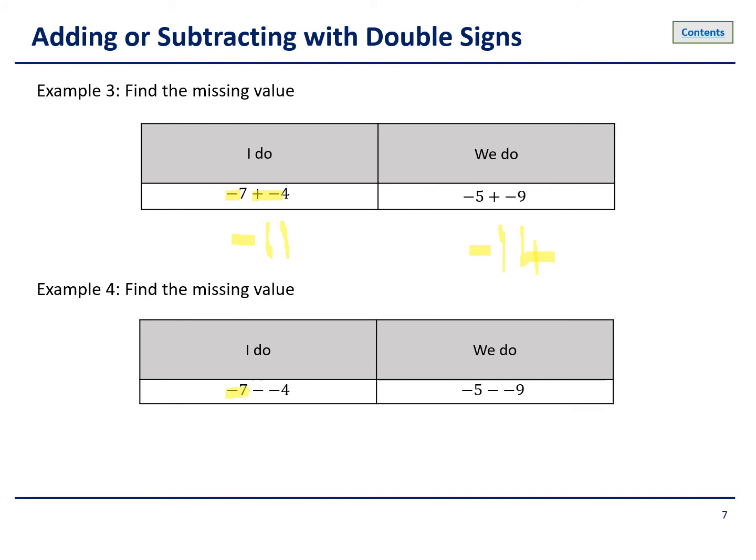So minus 7. We've got a cuddling set of negative symbols, which means I need to add. So minus 7, add 4 is going to give me minus 3. Your turn.